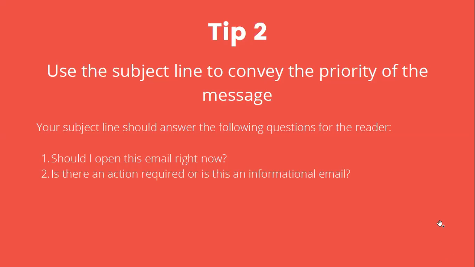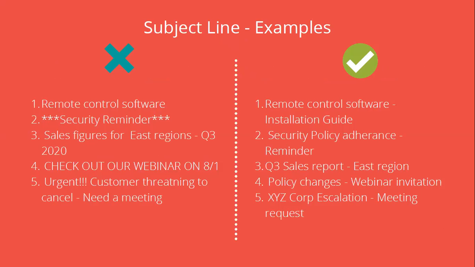Now, because subject lines can be so tricky, I have included a few examples here, and these are examples from the real world that I have picked up here. For example, I received an email with the subject line remote control software. Now that is really vague because I don't know what about the remote control software is the email telling me about. After opening the email, I realized that it was installation instructions. So why not call it remote control software hyphen installation guide? That makes it very clear.